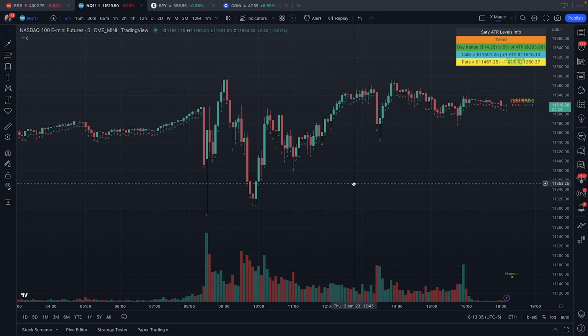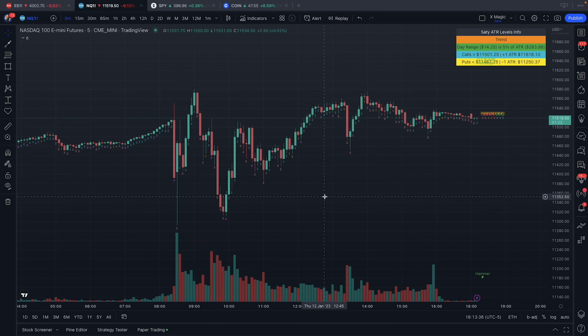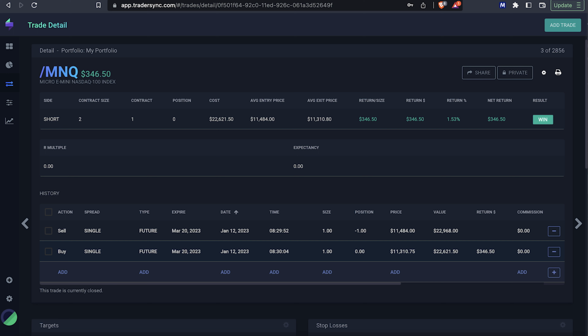So hope that helped everyone. So like I mentioned earlier, this is what the trade returned. Hope all this was helpful for everyone.